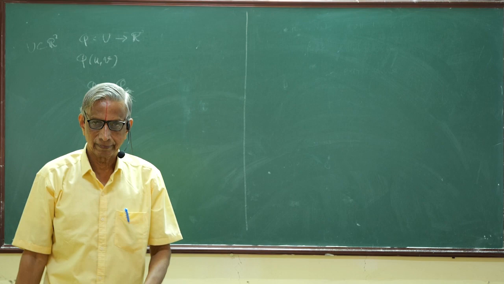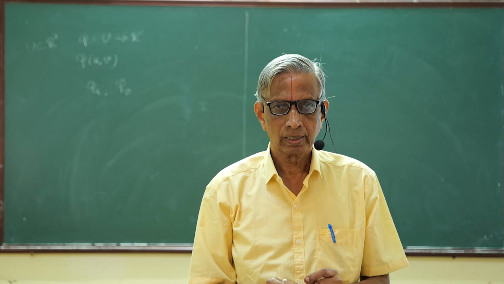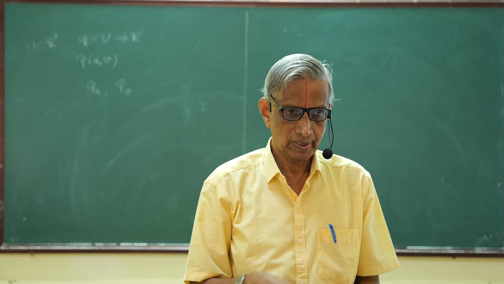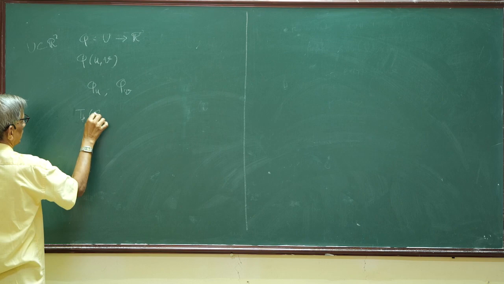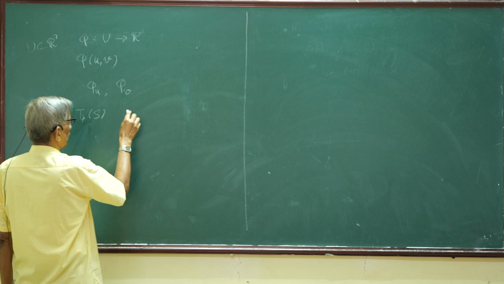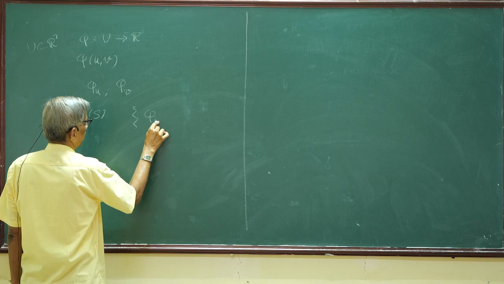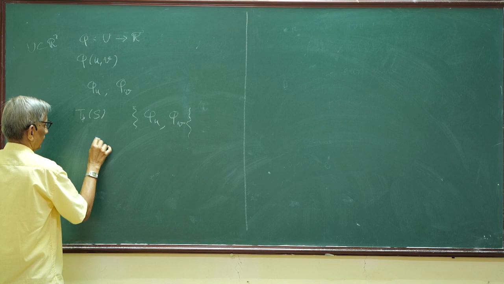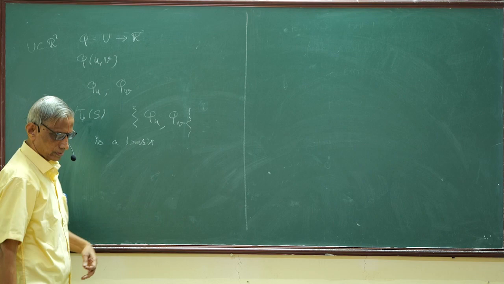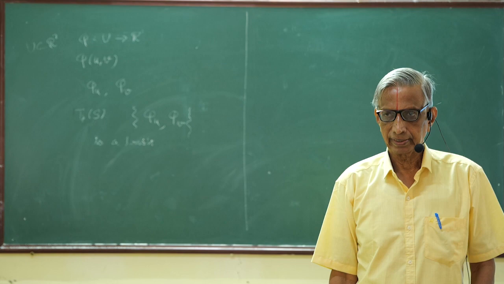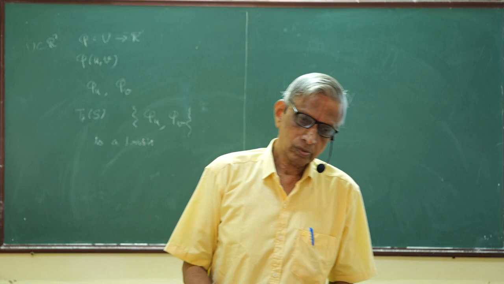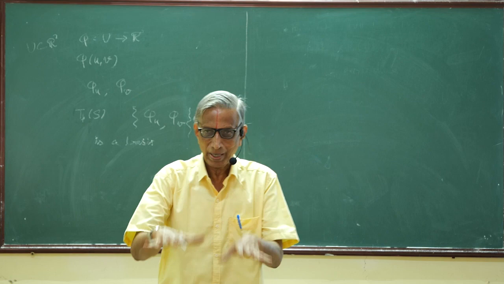So if you look at the partial derivatives of the function phi at any point, these form a basis for the tangent space at that point, right? If you look at P, the tangent space to the surface at the point P, the basis for the tangent space. So in other words, any tangent vector you can write as A times phi u plus B times phi v. So we are in the two-dimensional case, right? So two-dimensional surfaces in R3.